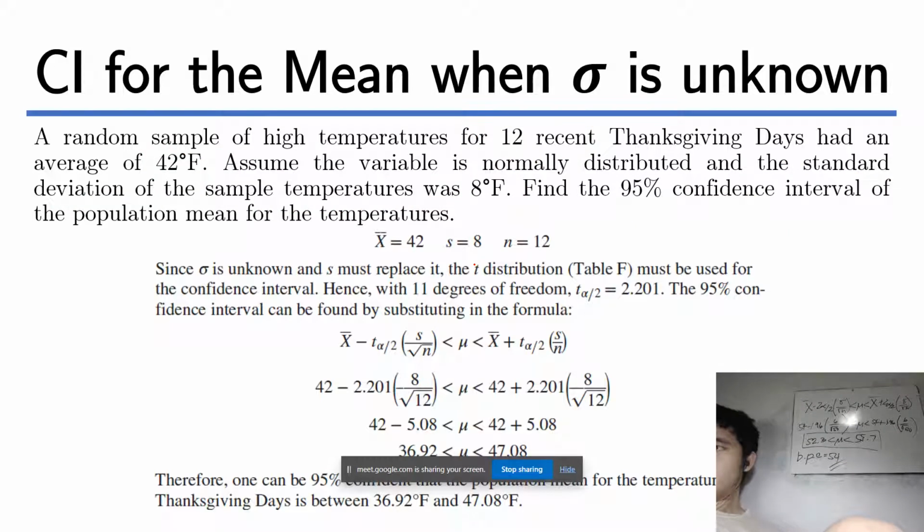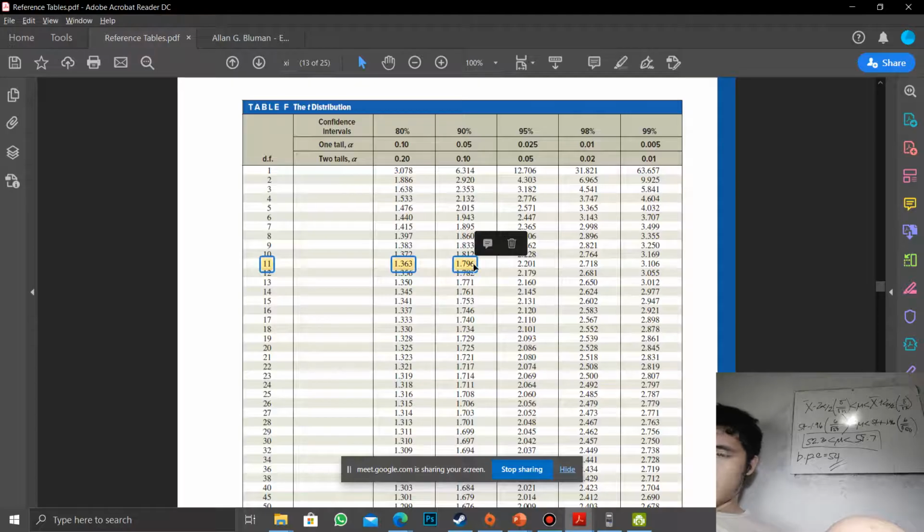Using the formula, teka guys. Ay, sorry, mali akong tingin. Ito, 2.201 pala. Ito, 11. Wala tong calcu. Yan. Okay? There we go.